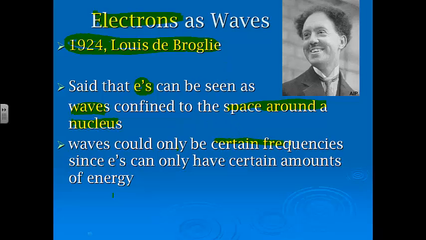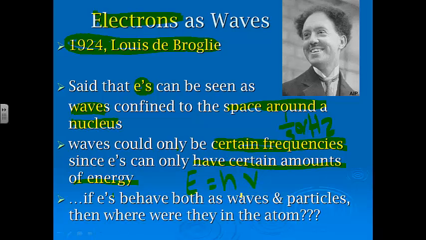But those waves could only be certain frequencies. Okay, remember, frequency is 1 over s, or hertz, since electrons can only have certain amounts of energy. Okay, and remember our equation for energy, where we had E equals Planck's constant times the frequency. So now, if electrons behave both as waves and particles, we still had this question, where were they in the atom?